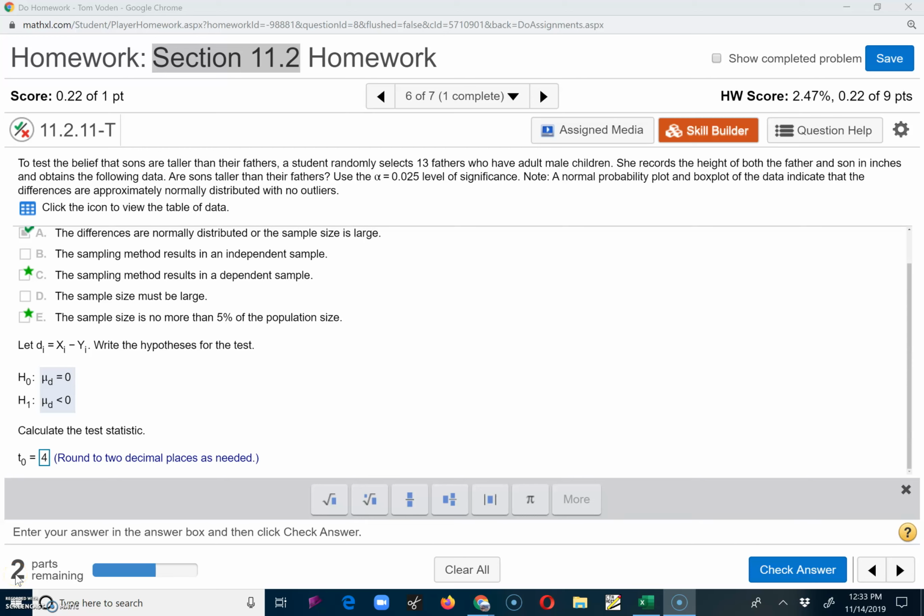Here's a quick video to go over a problem out of MyLab. It's section 11.2 MyLab homework. It's the sixth problem of the set, which is number 11 in the textbook in that section. And they're talking about a claim about the heights of fathers and their sons.